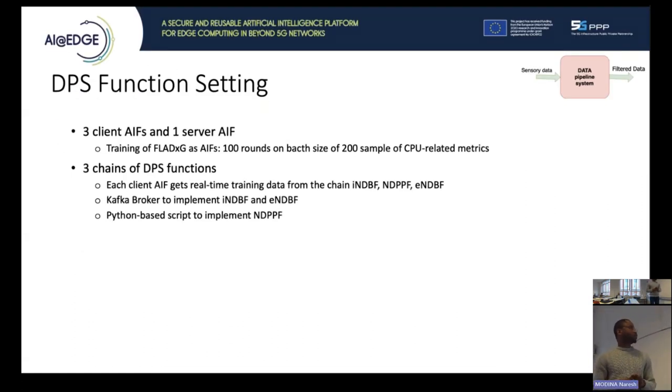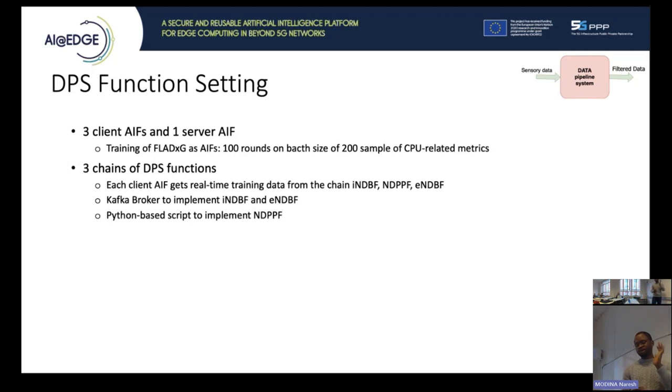For the setting of the data pipeline system functions, we assume that we deploy the IEF at the border level. Then we consider three IEF clients and one IEF server. This way we use the federated learning framework for anomaly detection, and this training is performed on 100 rounds with a batch size of 200 samples of CPU-related metrics.